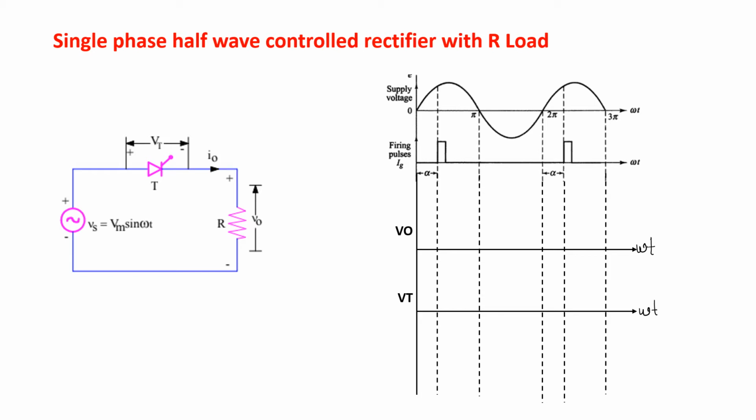From instant 0 to T1, the positive half cycle starts, the upper side becomes positive and the lower side becomes negative, and my SCR will now be in forward bias condition. But it will not start to conduct like a diode. At instant T1 I am applying the gate pulse, which I have marked by alpha. Alpha is the firing angle. Firing angle means the instant at which I apply the gate pulse to the SCR. So I am applying the gate pulse to the SCR at instant T1.